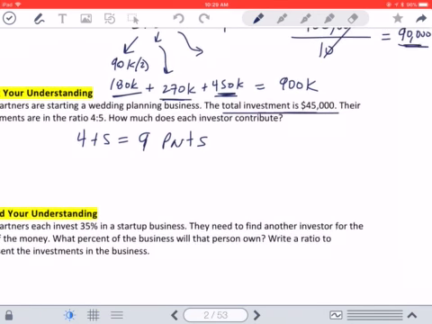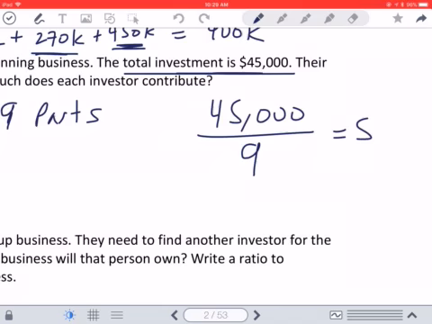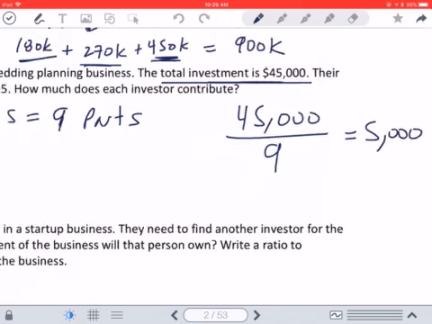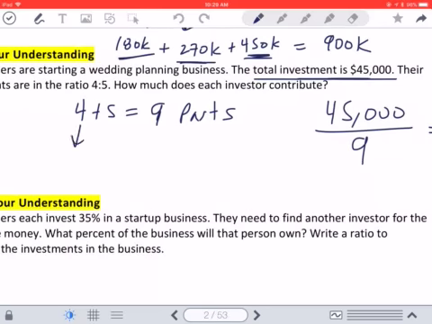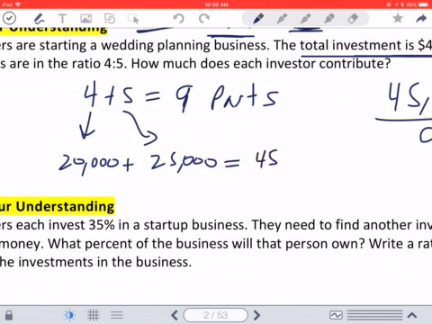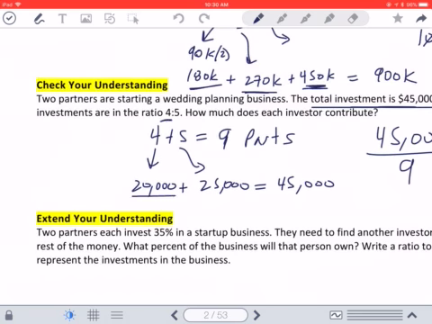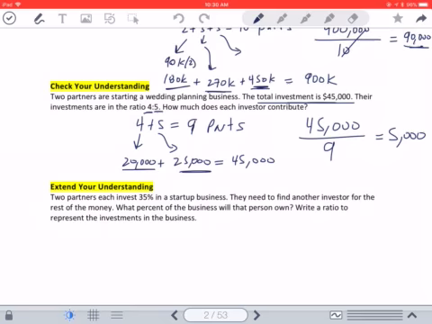So if there's 9 parts and they have 45,000 invested divided by 9, well, 45 divided by 9 is 5. So each part is 5,000. So this person invests 4 times 5, which is 20,000. And this person invests 5 times 5, which is 25,000. So together, that's 45,000. Okay, so the first partner, whoever invested 4, it was 20,000. Whoever invested 5 was 25,000.